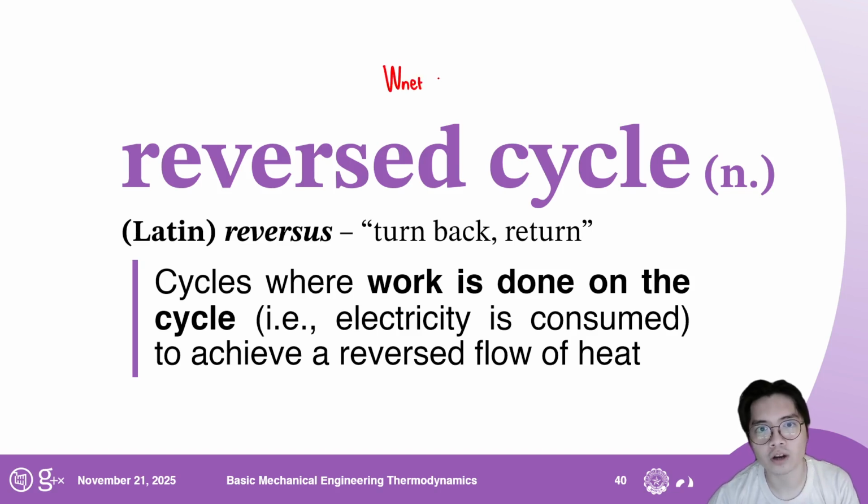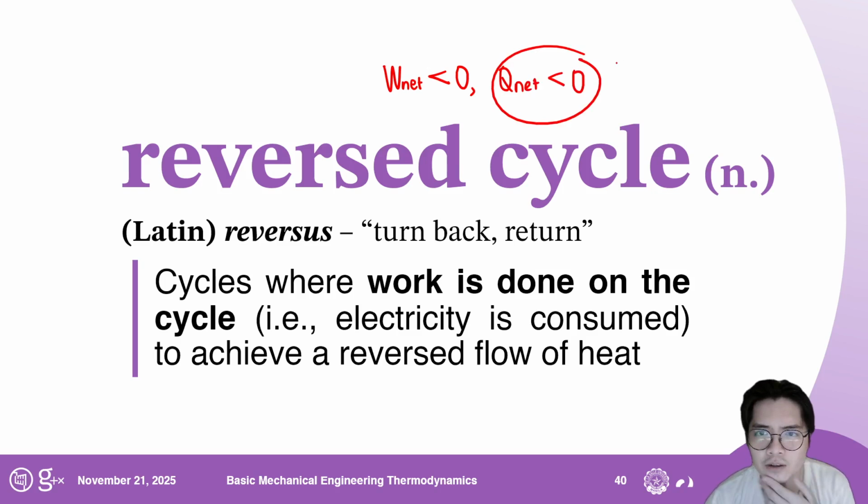That means that your net work is going to be negative, which by the first law for cycles means that your net heat is also going to be negative. Now, if you think about it, what does this mean? Your net heat is negative. In this case, that means that you do work on the system. You consume electricity for the system so that you can achieve a reversed flow of heat. What do you mean reversed flow of heat?